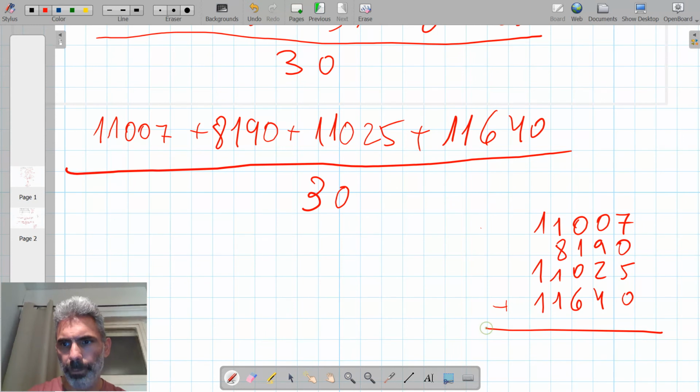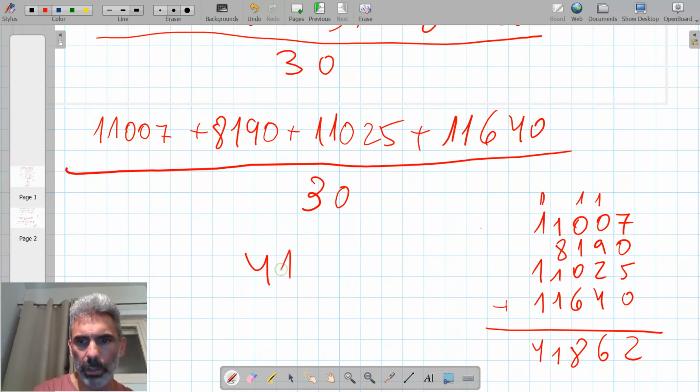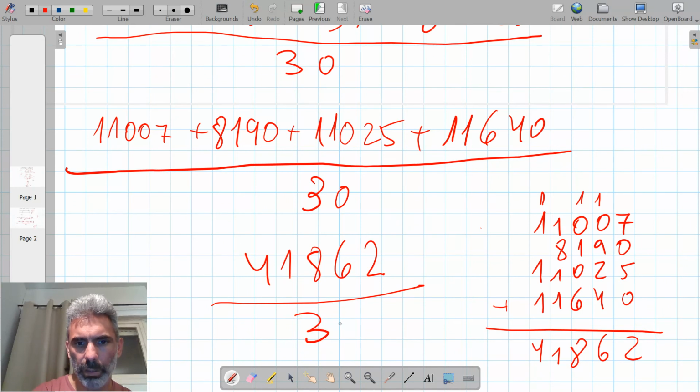Adding everything up: 7 plus 5 is 12, 1 plus 9 is 10, 10 plus 2 is 12, and so on with the carries. So the total is 41,862, divided by 30.